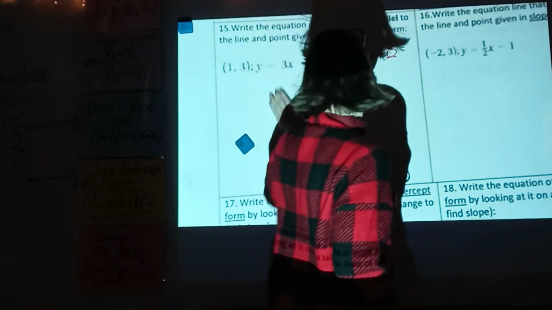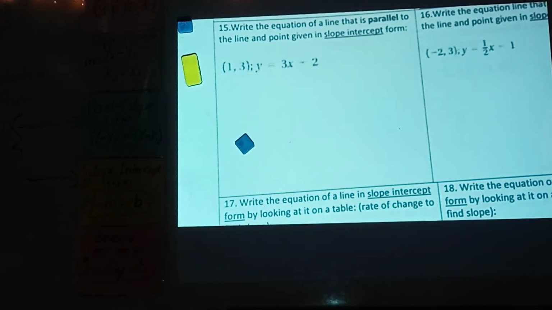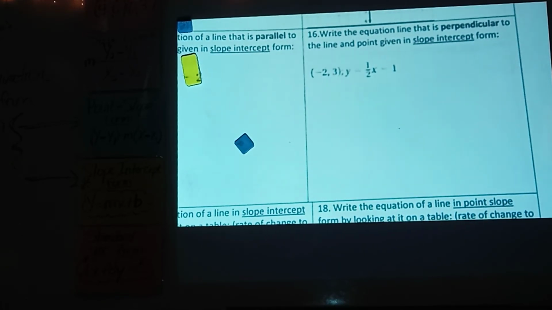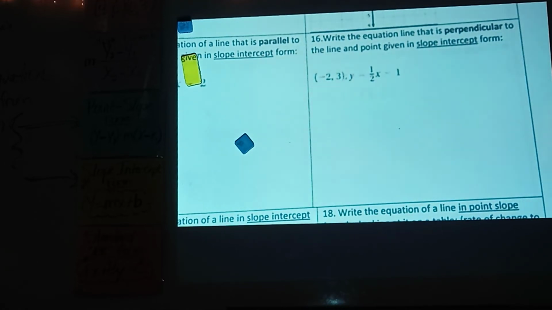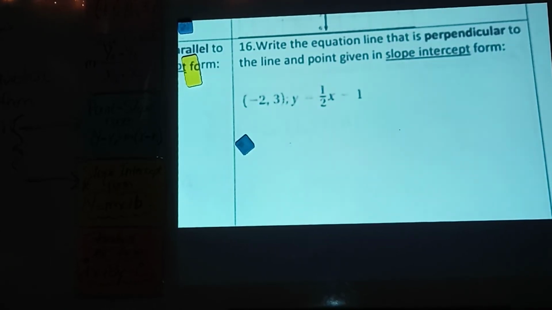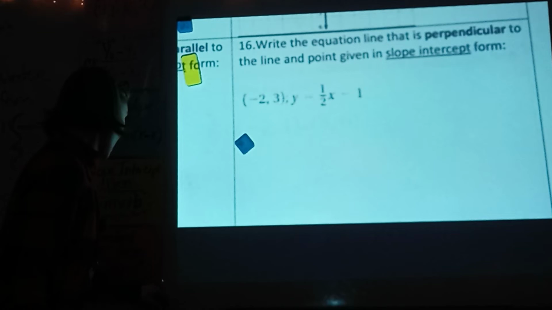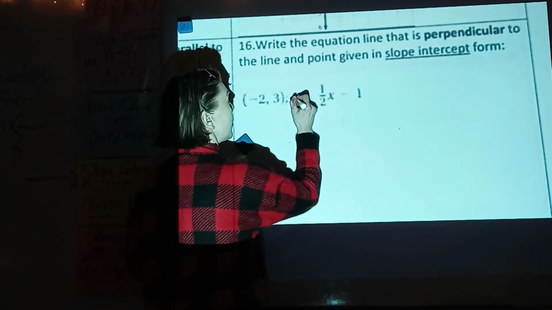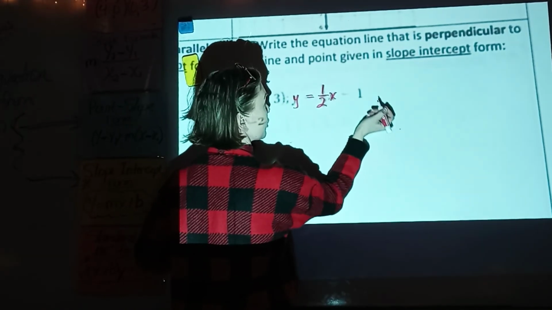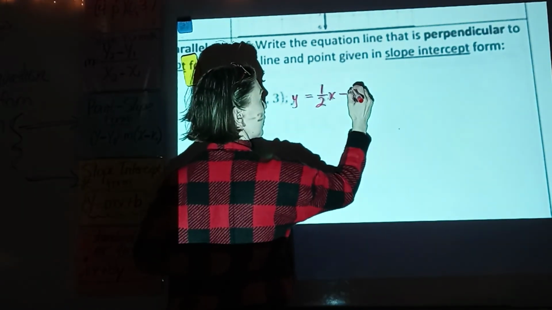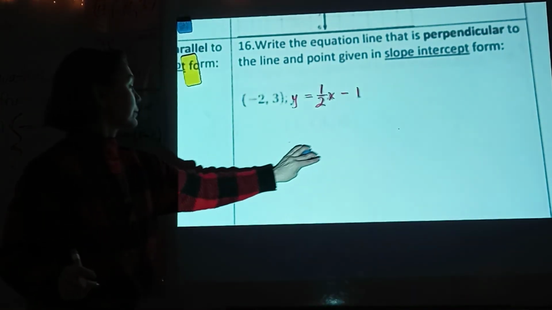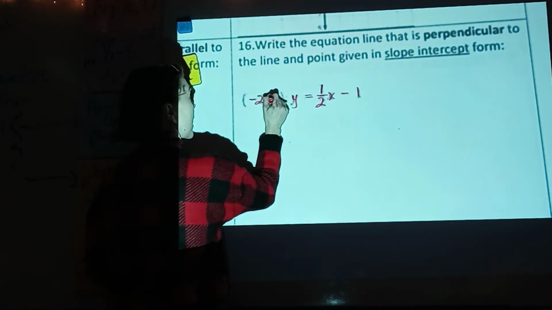16. Here we go. Same thing. Write the equation of a line that is perpendicular. Okay, hold on. So this is y equals, is that a positive? It's positive 1/2, right? Yeah. Positive 1 or negative 1? Negative 1. Oops, that looks like 11. Negative 1. And it has to pass through this point, which is negative 2, positive 3.